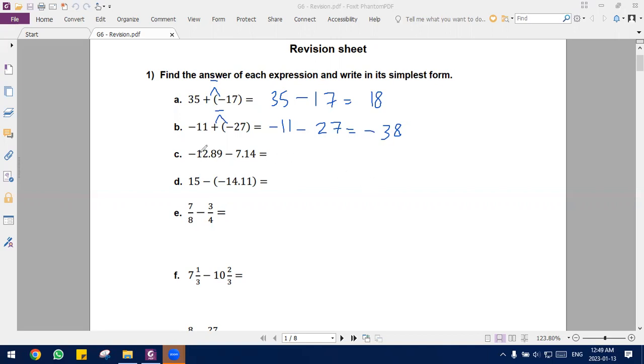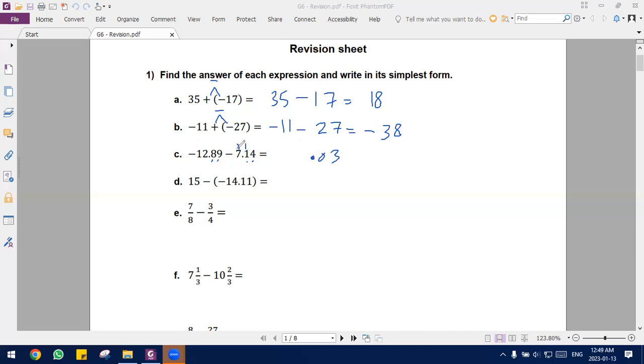Now for the next one, we have minus 12.89 minus 7.11. Now again, we compare the signs. They are similar, so we should add the numbers. So we start from the right. 4 plus 9 is 13. 3, we carry 1 up. And then here, 2 plus 8 is 10. 0, we carry 1 here. Now we reach the decimal point, so I add it.